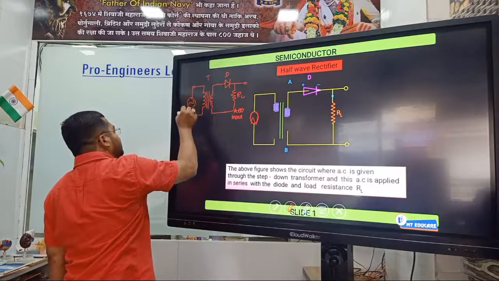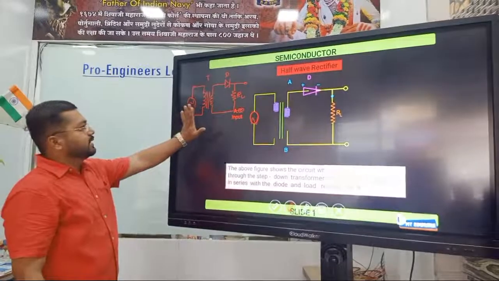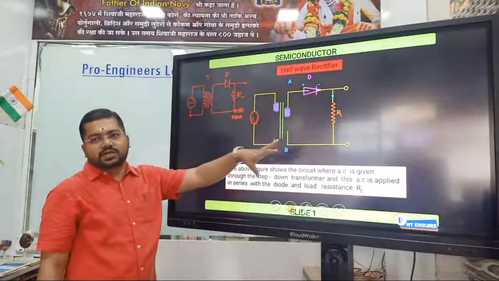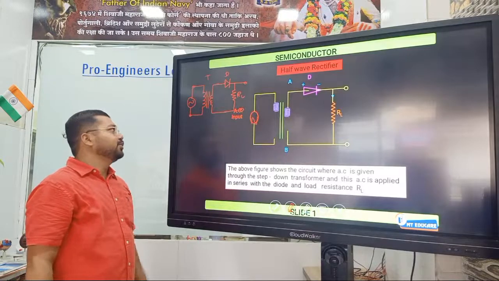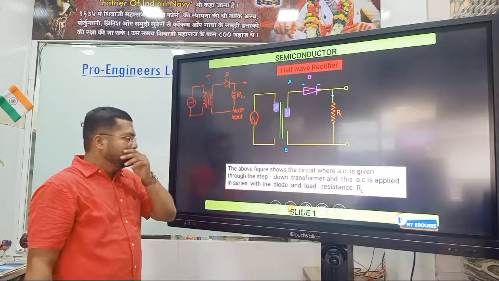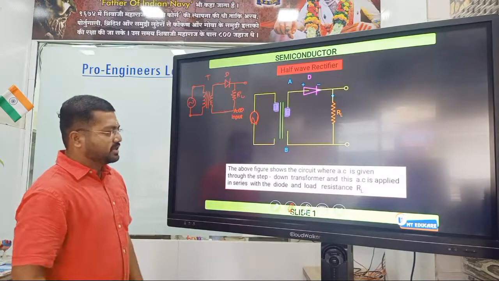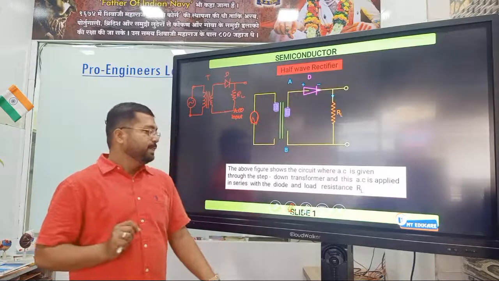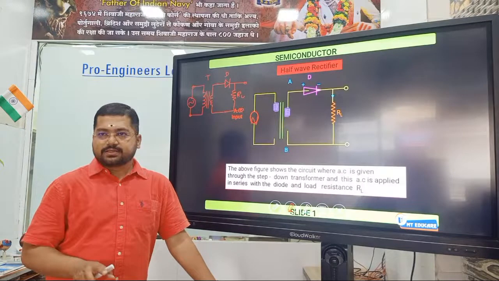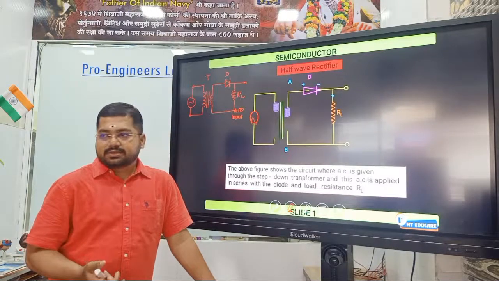And this is AC. Fine. This is the circuit diagram. Here it is in the stretched form, so symbols are scattered here and there, but no issues, I have drawn it over here. The above figure shows the circuit where AC is given through the step down transformer, and this AC is applied in series with the diode and load resistance. Right? Now, how it works, that we need to understand.